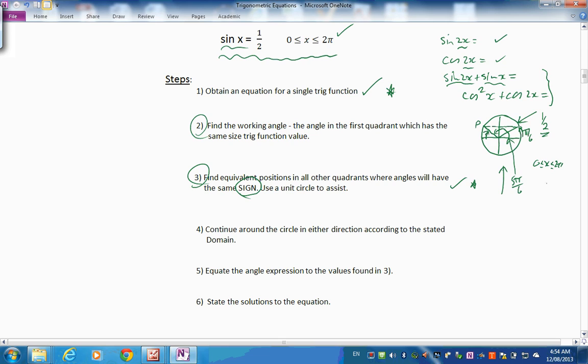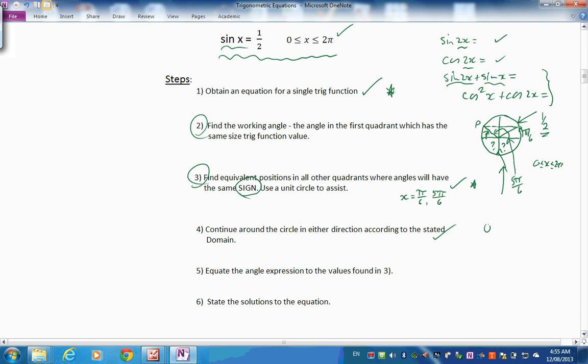Okay, we did a lot of that before. So are there any other quadrants here and here where you can get an angle whose sine is positive a half? No, because here the y value is negative down in these quadrants, and we want a positive half. Okay, so what have we got so far? We've got x equals pi on 6 or 5 pi on 6. Okay, continue around the circle in either direction according to the stated domain.